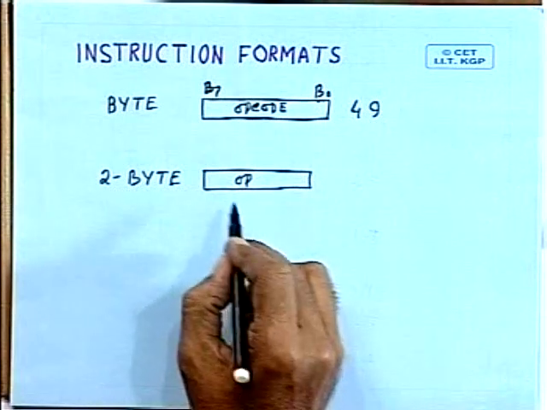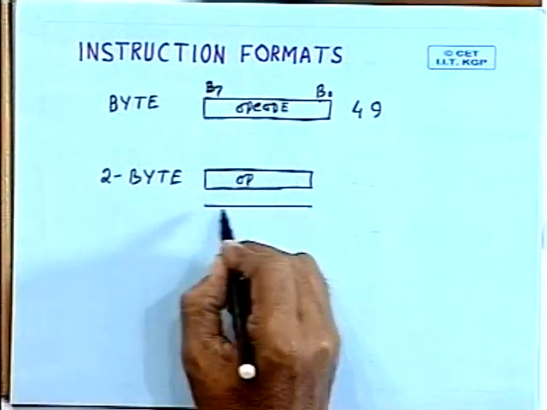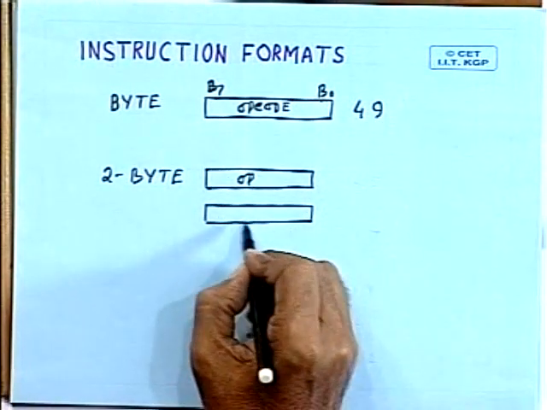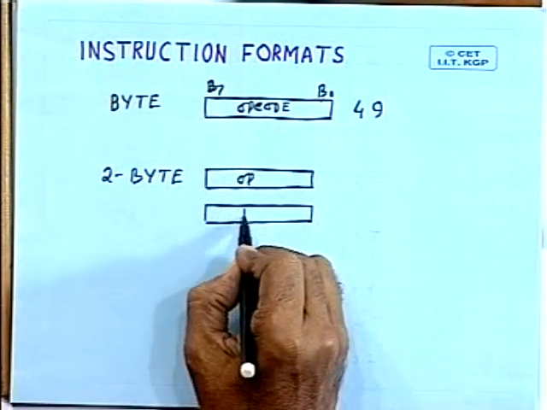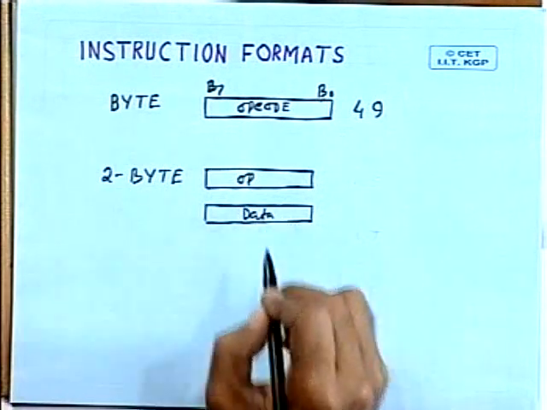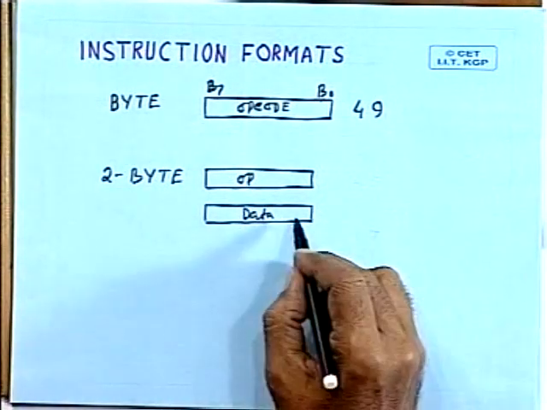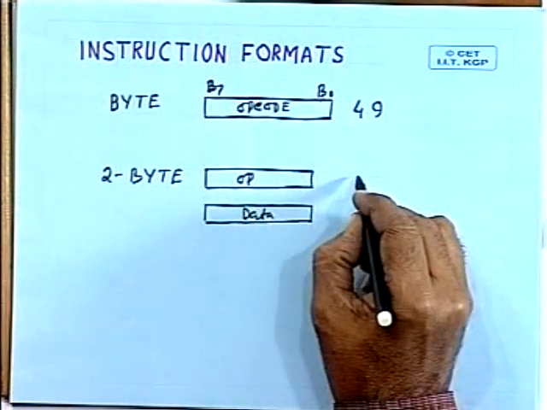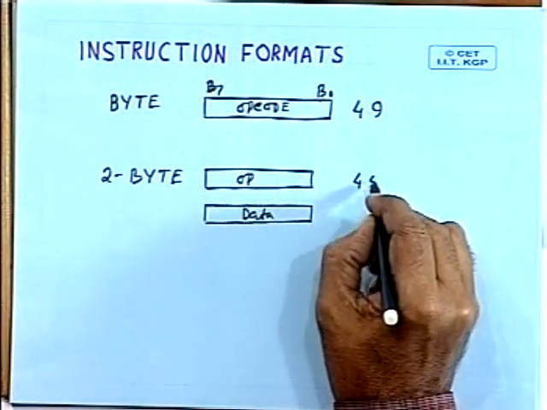On the other hand, in case of 2 byte instructions, there is a 1 byte opcode followed by another byte that can be some data or some other information. Usually it is immediate data or something else. The number of 2 byte instructions is 45, not very small.